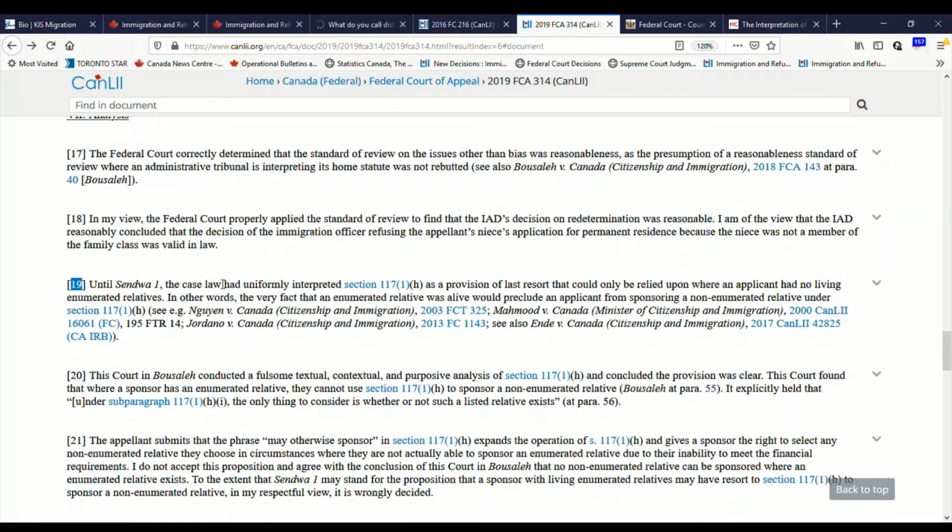In SENVA 1, the Federal Court found that the historical interpretation was too restrictive and created a split in case law in 2016. The main interpretation issue was the definition of the wording "may otherwise sponsor," found in section 117, subsection 1, paragraph H, subparagraph II of IRPR.